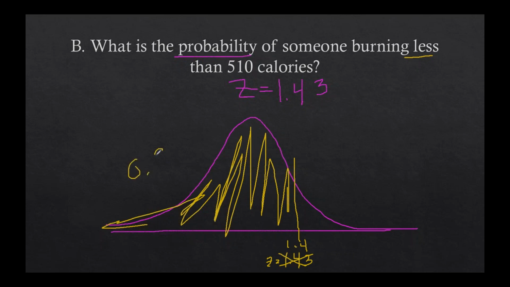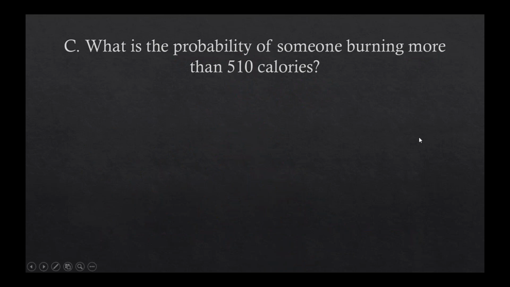So then we have 0.9192. And that's our answer because we just wanted area to the left. And the table gives us area to the left. Okay? Again, the more you do these, the easier they get. Because it's a different way of thinking for a bit.